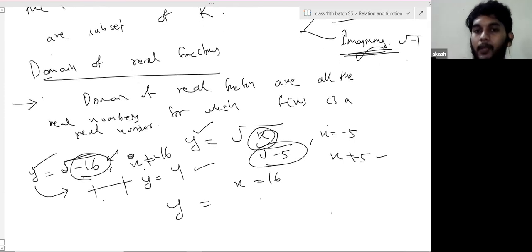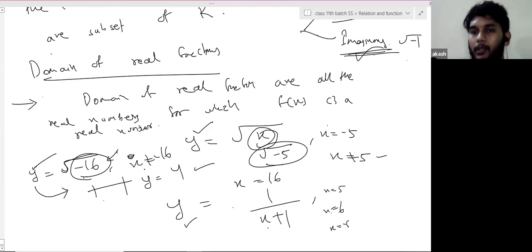All right, let me give another example. If we have y equals 1 upon x plus 1, if you put x equals to anything, we'll always get a real number. Put x equals 5, x equals 6, x equals -5, x equals -8, x equals pi, whatever, y will always be a real value, right?